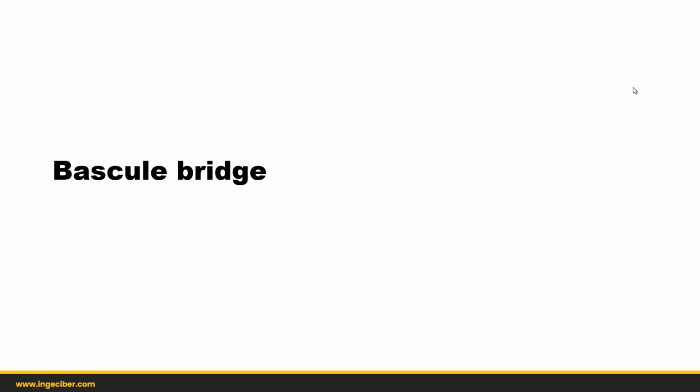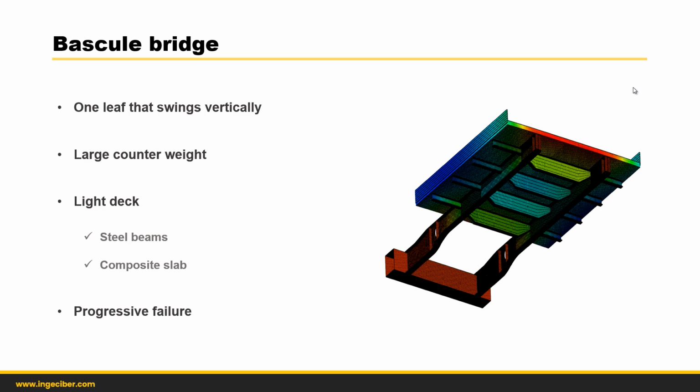The next example is a Bascule bridge. Okay, this bridge will rotate about an axis, and to balance the moment of the bridge deck, a counterweight is applied. Here, the light deck is important. So steel beams and a composite slab is modeled, and we will obtain the result of a progressive failure. So, well, as Ronald said, this bridge swings all along the horizontal axis, swing vertically. So, well, just for this movement, here there is a weight, just to contrast the deck weight.